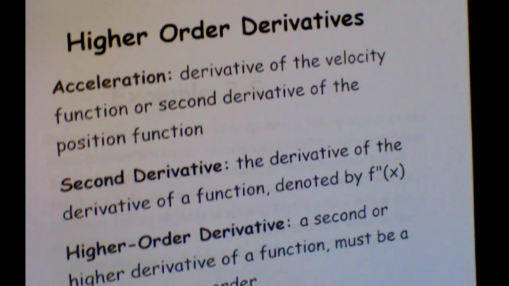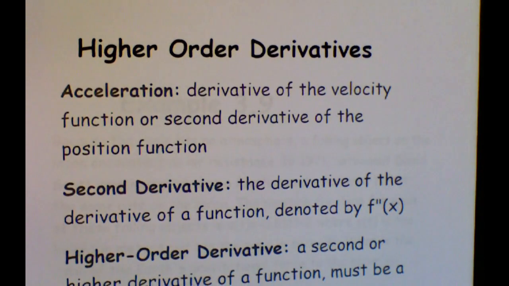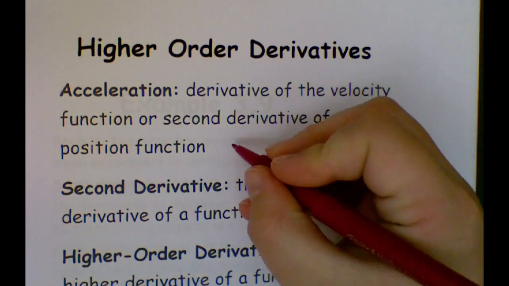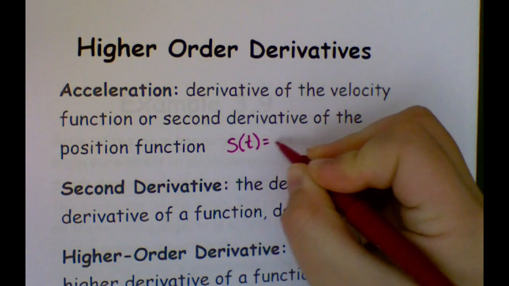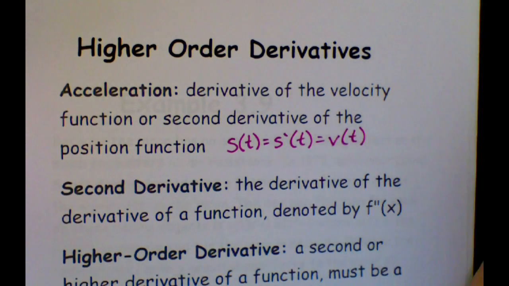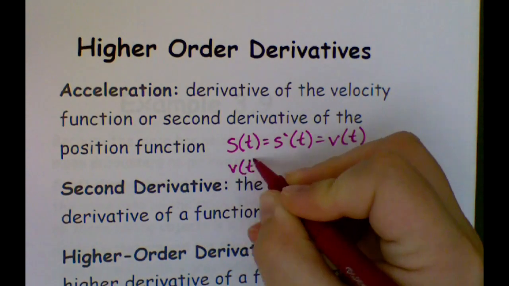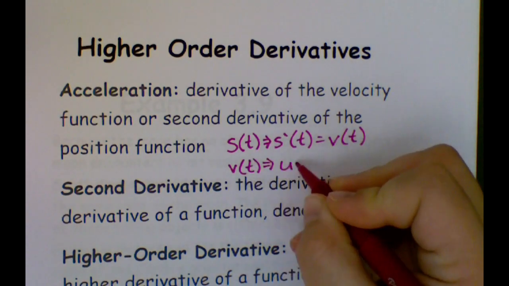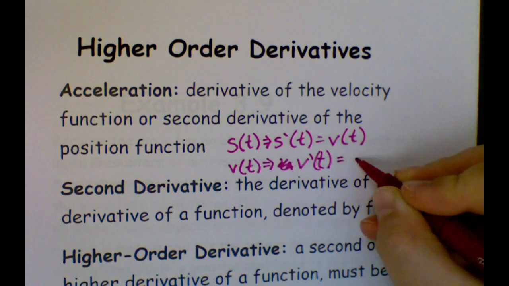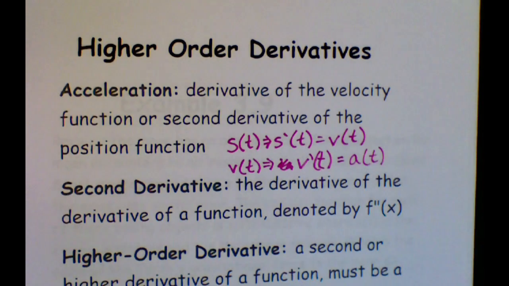And the last new topic for today is higher order derivatives. First up is acceleration. Acceleration is the derivative of the velocity function, or the second derivative of the position function. So if I take my position function and find the derivative, I get the velocity function. But if I take my velocity function, v prime of t, and take the derivative, I get my acceleration function. So the acceleration function is two derivatives of the position function.